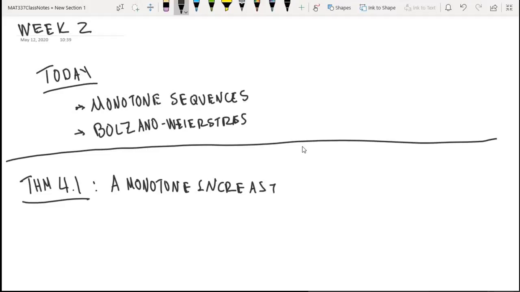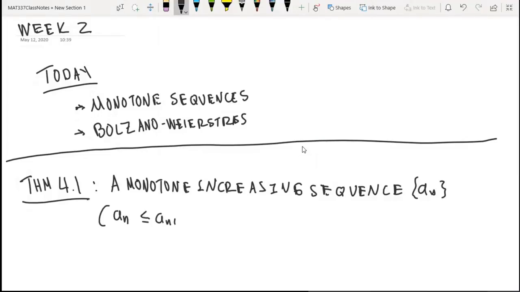A monotone increasing sequence a_n. What does that mean? It means that a_n is less than a_{n+1}, which is less than a_{n+2}, and so on. That is bounded above.